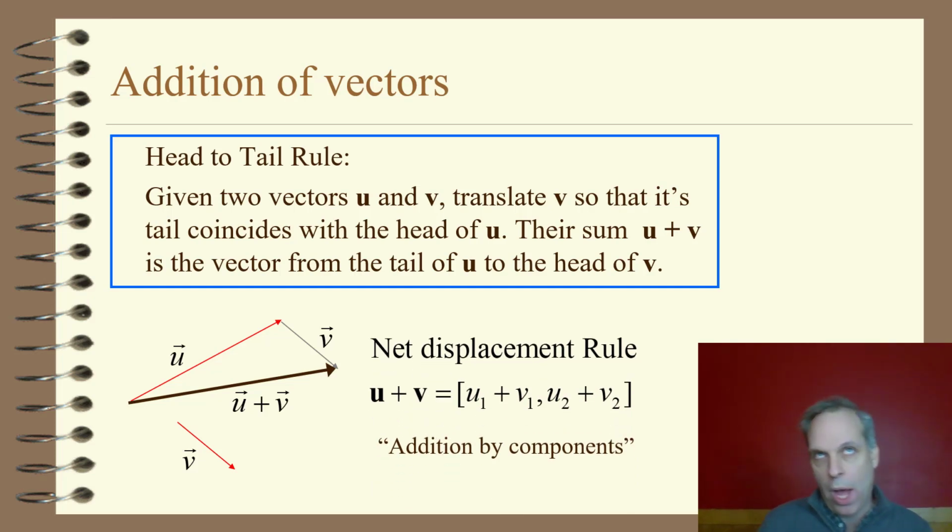Now, component-wise, u and v are descriptions of changes in entries in the different components. So then if you want to know what the vector u plus v is, it would just be the sum of those changes. So literally, if you want to add two vectors, you just add the components. That's what that definition says.